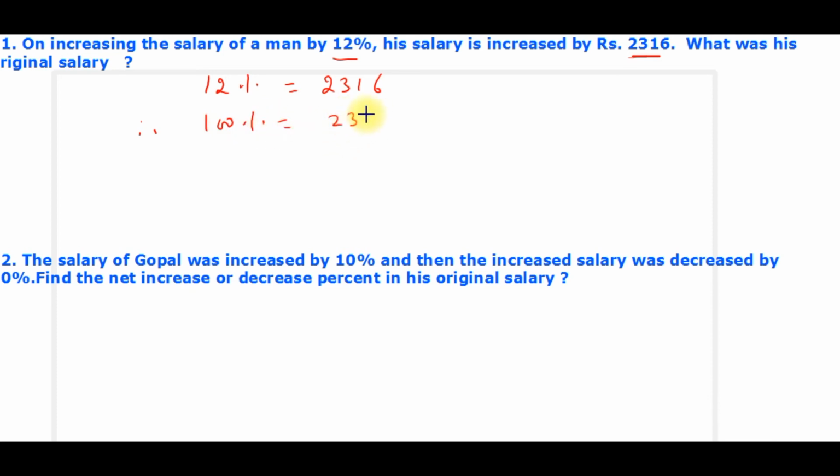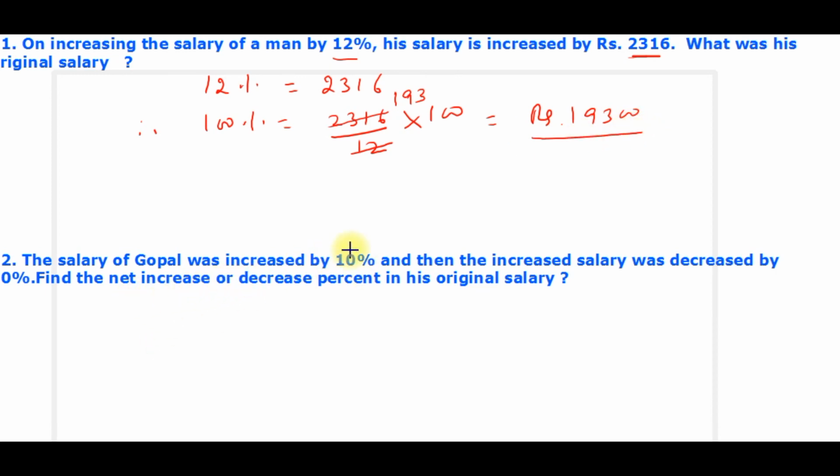So 2316 upon 12 multiplied by 100. 12 1s are 12, 11 remaining, 12 9s are 108, 3 remaining, 12 3s are 36. So rupees 1930 would be our answer.